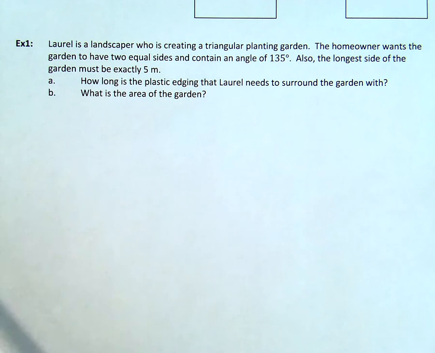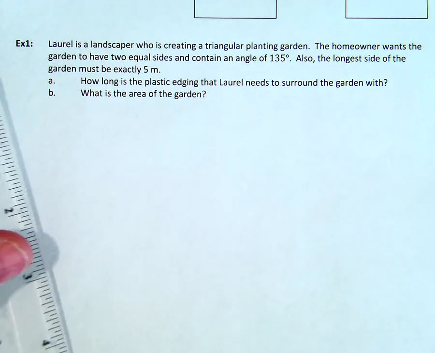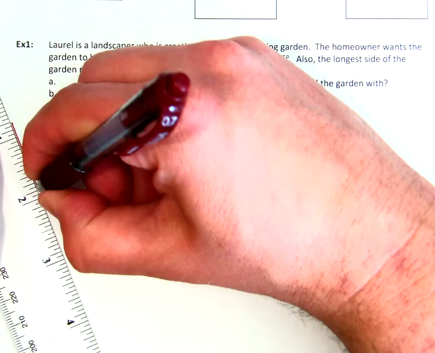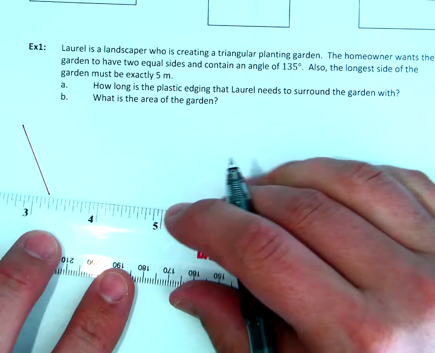Okay, so first off, we'll draw a diagram. We don't know if it's right angled or not, so I'm not going to draw it right angled. Well, it can't be actually. It has an angle of 135 degrees, so it's got to be obtuse. So here's an obtuse triangle.